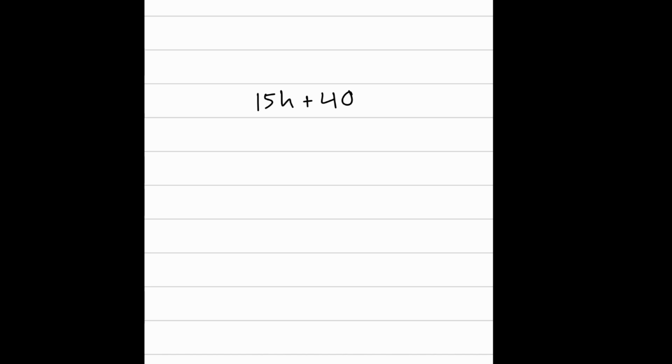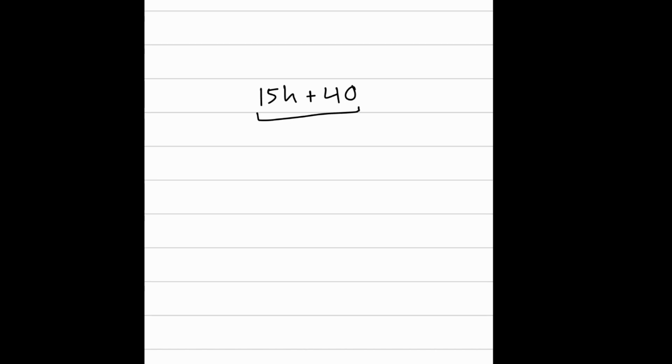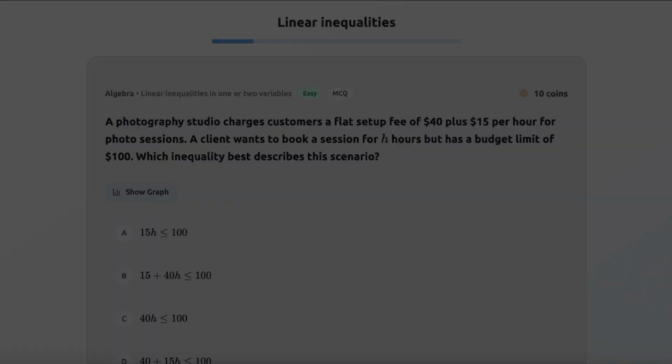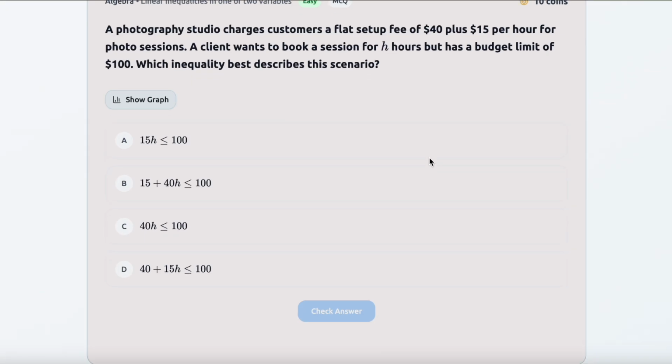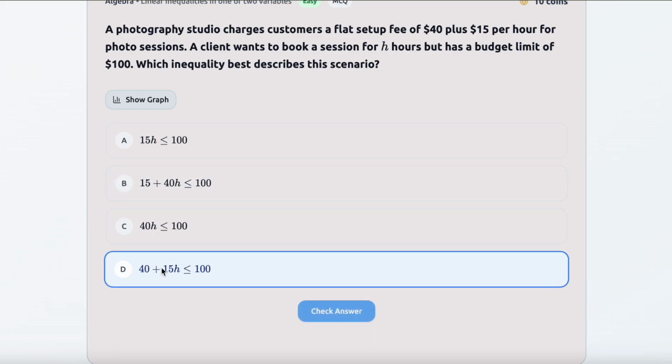And we were told that the constraint that we have is that the customer has a budget of $100. That means that the total cost that they're spending on the studio has to be less than or equal to $100, because they can't go over $100. So then this would be our inequality. If we go to the answers, that's going to be this. No, not this one. This one switches the 15 and the 40. It should be this one. 40 plus 15h is less than or equal to 100.